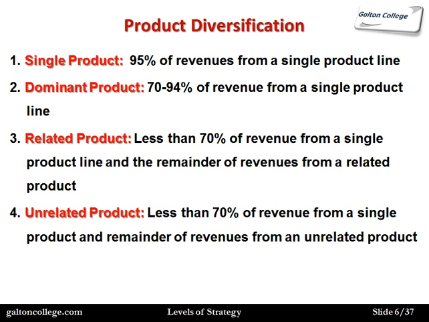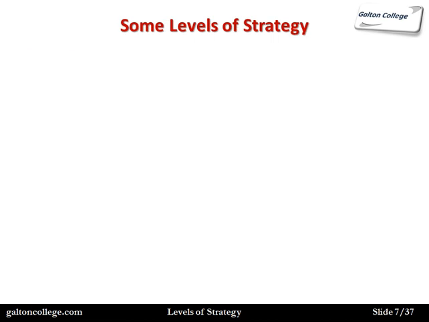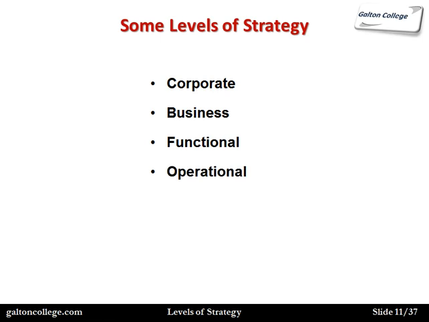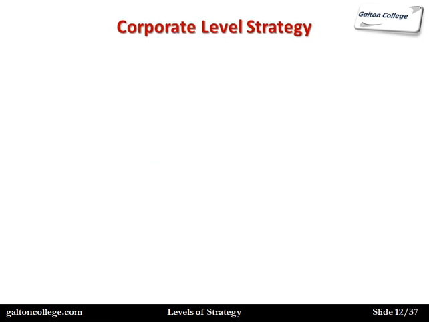Now let's move to some levels of strategy. As is covered in many of the other videos in this set, levels of strategy may run from the corporate, the business, the functional, and the operational. And we're going to have just a few words about each of these in this session. We'll start with the corporate level of strategy.